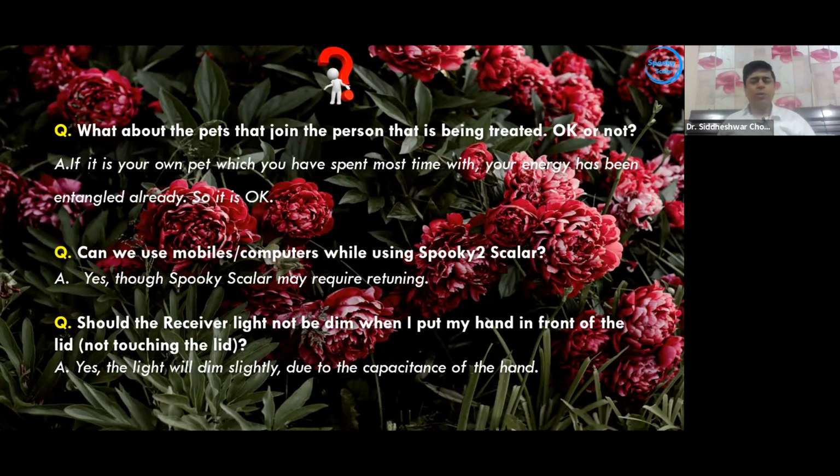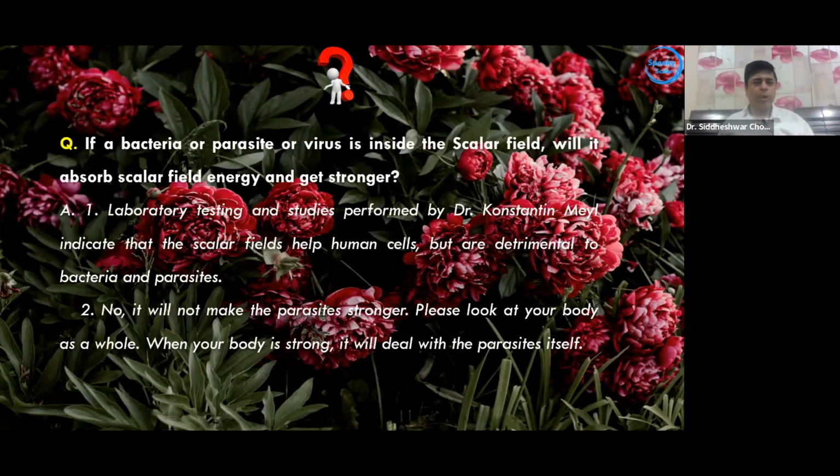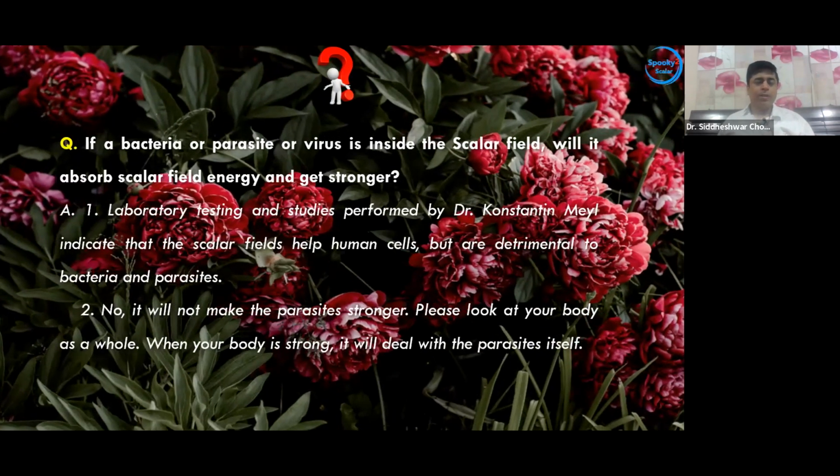Can we use mobile phones? Of course, you can use mobile phones, but the scalar field can shift a little bit. You might need a new tuning of the scalar field. Okay. Is it normal that the receiver light does not dim when I put my hand in front of the lid, not touching the lid? Yes, it is absolutely normal, because the capacitance of the hand comes into the picture now. It's a good question.